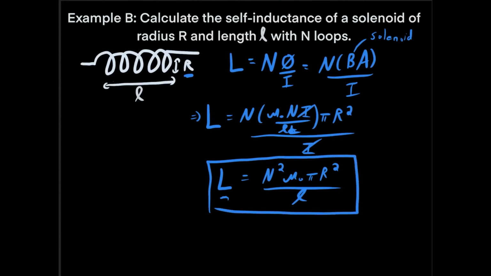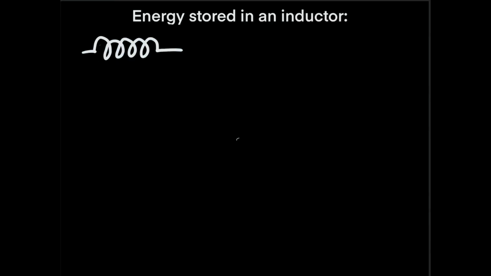Now this will be true for any solenoid, but you should be able to derive this expression. So when you run current through an inductor, a magnetic field is going to build in the inductor, and that magnetic field stores energy. So the B field here is going to store energy.